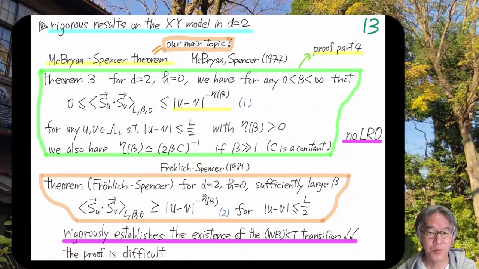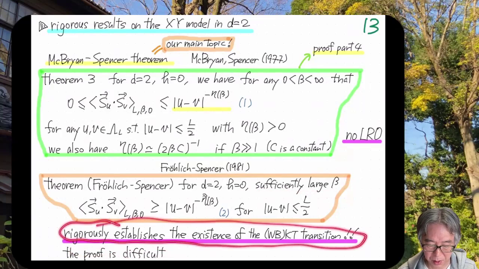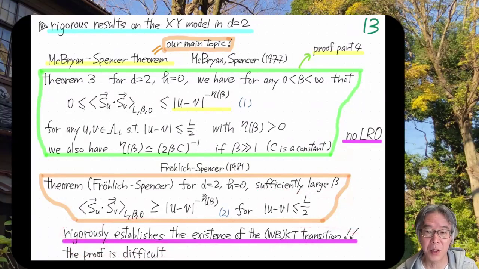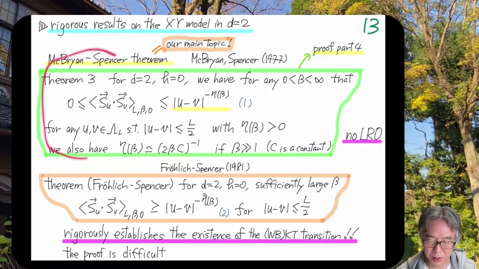Anyway, they proved the corresponding lower bound at a sufficiently low temperature. So this rigorously establishes that there is a transition with an exotic power law decaying phase at low temperature. This establishes the existence of the KT transition or BKT transition or WBKT transition, whatever you prefer to call it. As I said, there's no way of discussing this, but we shall discuss the proof of this theorem carefully.